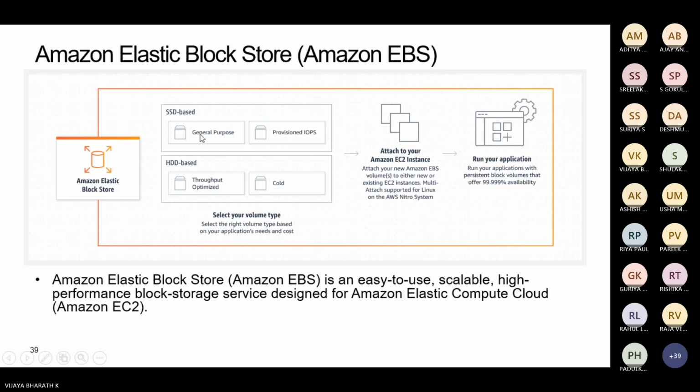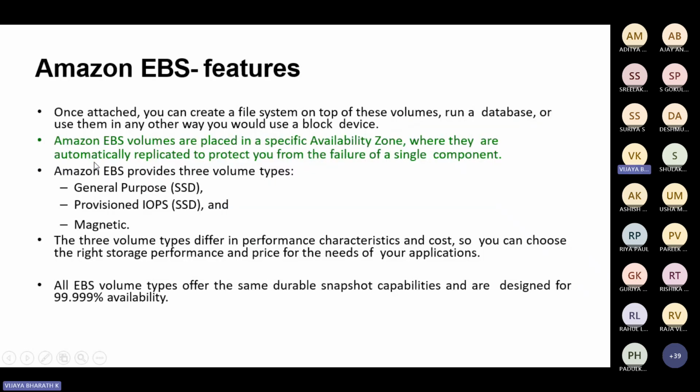Features you could see. Volumes are placed in a specific availability zone. Okay, they'll be automatically replicated to protect you from failure of a single component. Volume types: you have general purpose SSD, provisioned SSD, and magnetic. Three volume types, and based on the selection, your cost will also vary.